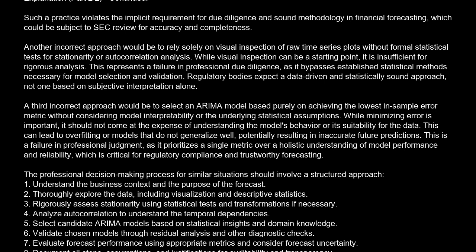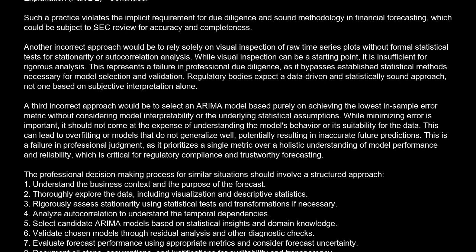1. Understand the business context and the purpose of the forecast. 2. Thoroughly explore the data, including visualization and descriptive statistics. 3. Rigorously assess stationarity using statistical tests and transformations if necessary. 4. Analyze autocorrelation to understand the temporal dependencies.